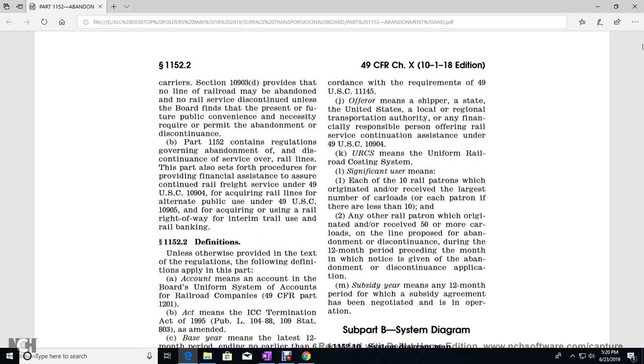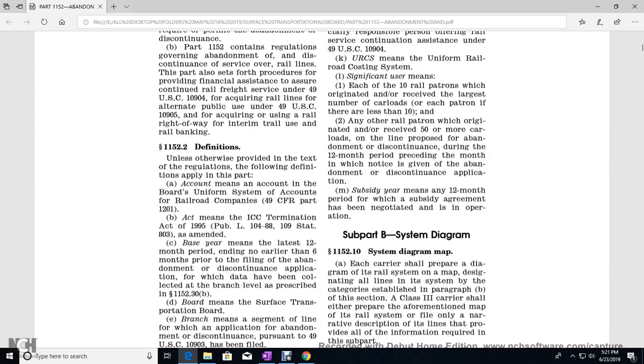Subsidy year means the 12-month period which begins with the subsidy agreement that has been negotiated and is in operation. Subpart B, System Diagram.